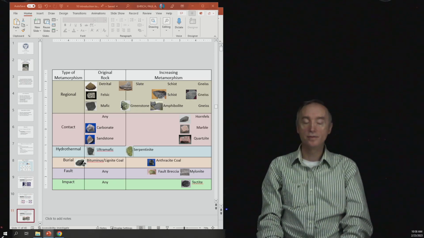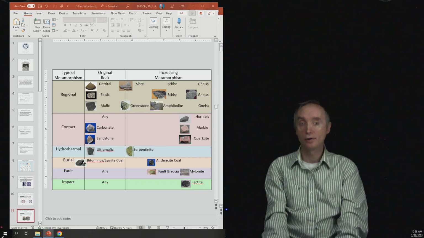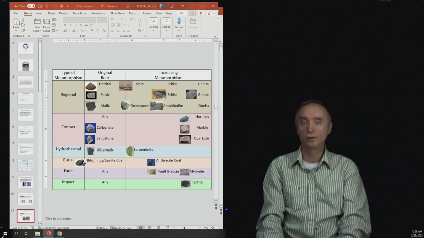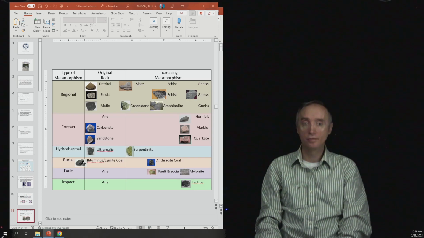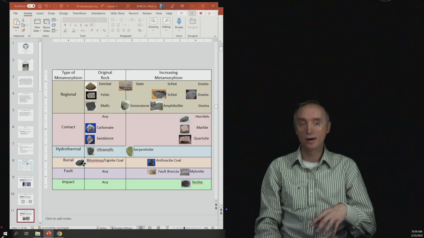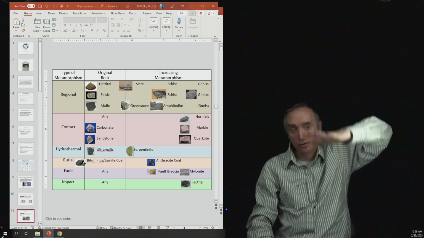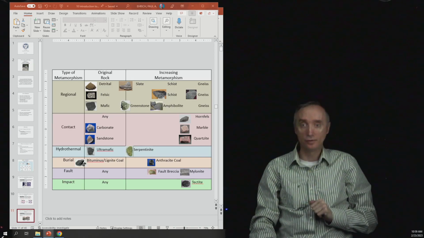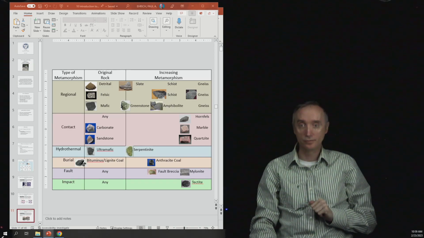Okay, then the one underneath that is going to be burial. So this is going to be where you're going to have any kind of rock that's buried underground, and then the pressure of the weight on top of it is going to metamorphosize it.